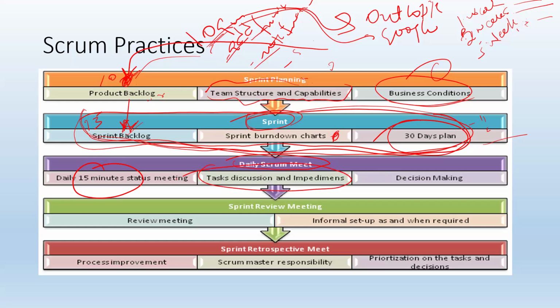What you did yesterday, what you are going to do today, and if you face any kind of issues. That's what they ask. That's what is being discussed in the daily Scrum meet. So that's what happens in a daily Scrum meeting.